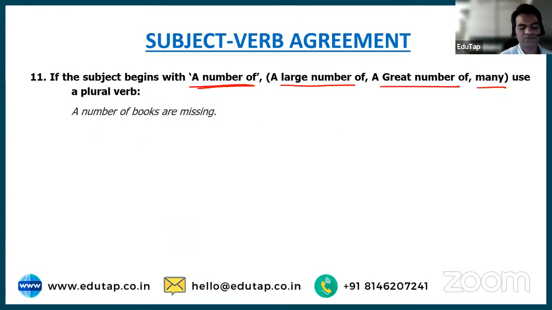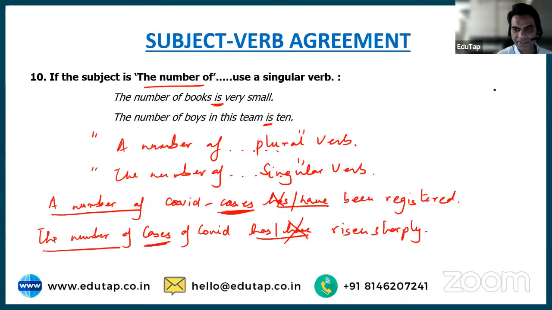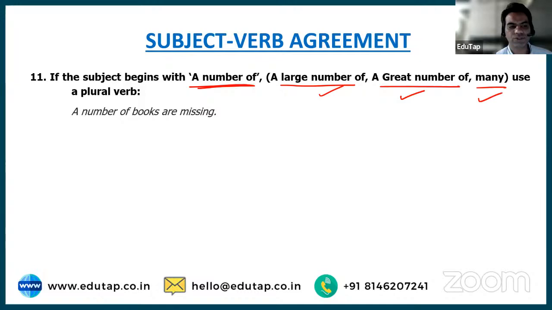All right, guys, moving on to next rule. This is what I was telling you. Not just a number of, if they also give you a large number of, a great number of, or many for that matter, you still have to use a plural verb. A number of books are missing. A large number of voters did not vote this time. A great number of incidents are registered every year due to negligence of driving.